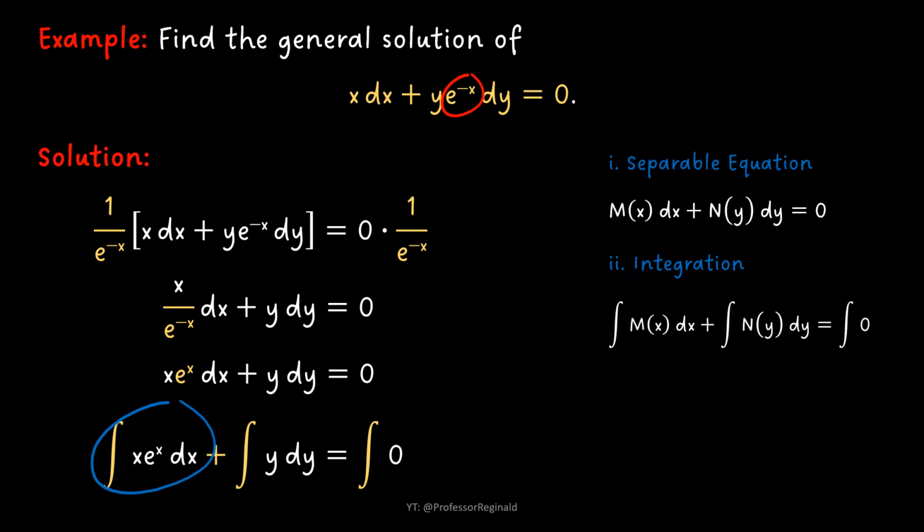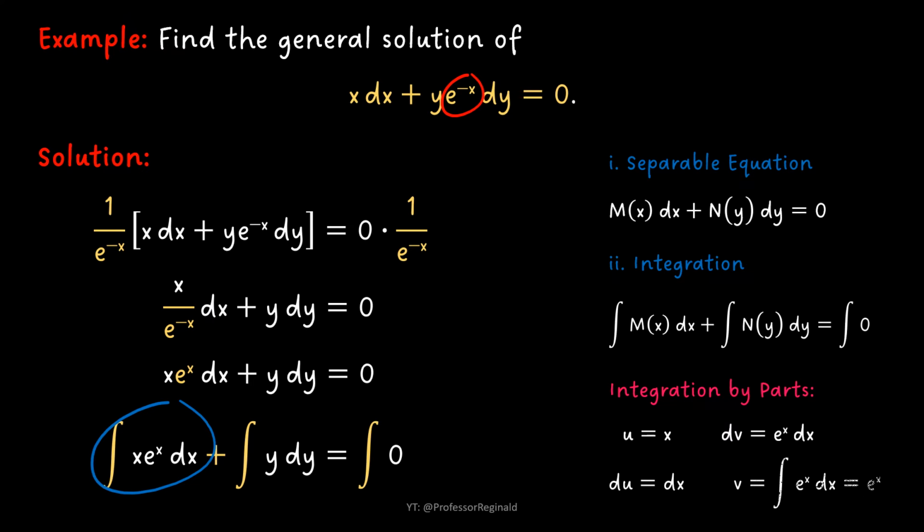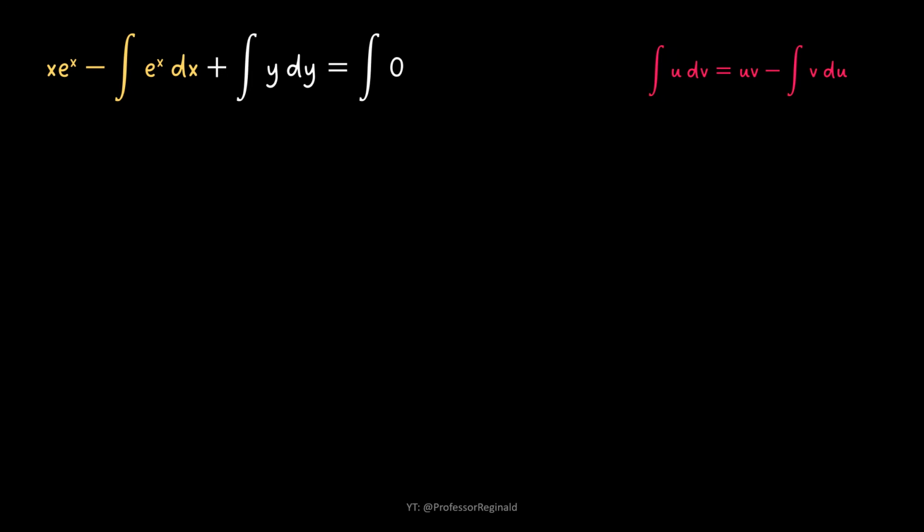The first term can be integrated using integration by parts. Let u be equal to x, and dv be equal to e to the x dx. Thus, du equals dx, and v equals e to the x. Use the formula of integration by parts. The second term can be integrated using the power rule, while the right side of the equation uses the constant rule. Express the general solution of the differential equation.